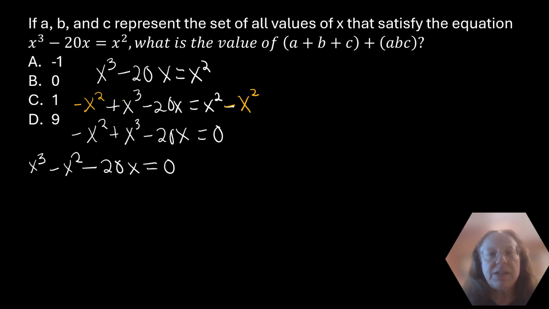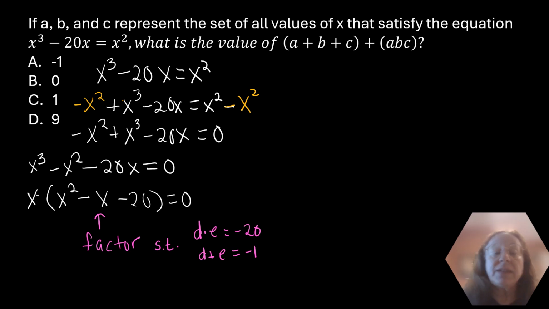Since addition is commutative, we're going to put the x cubed first because that's the standard notation. So we have x cubed and then it goes down: x cubed minus x squared minus 20x equals 0. Okay, let's factor out an x from the left-hand side, and we're left with x times (x squared minus x minus 20) equals 0. And then we're going to factor that second term, x squared minus x minus 20.